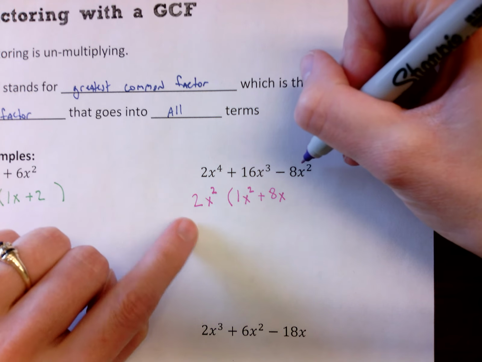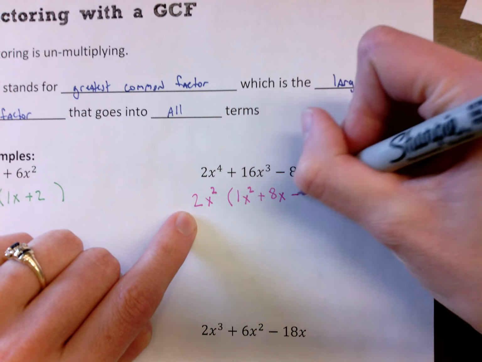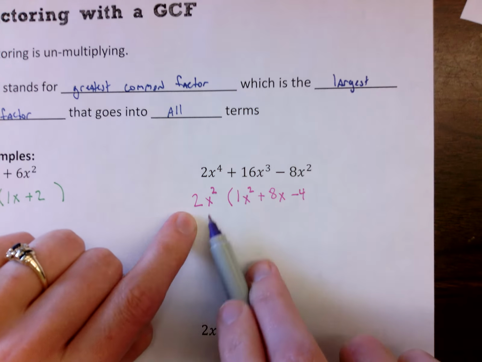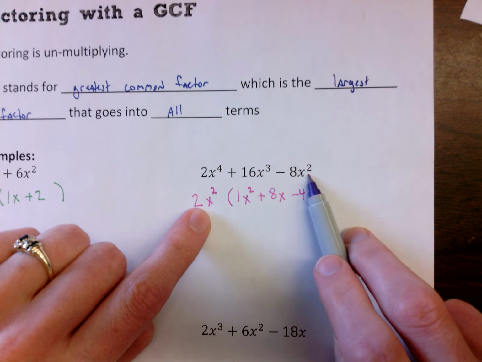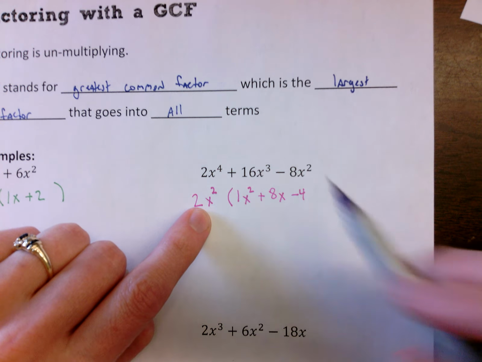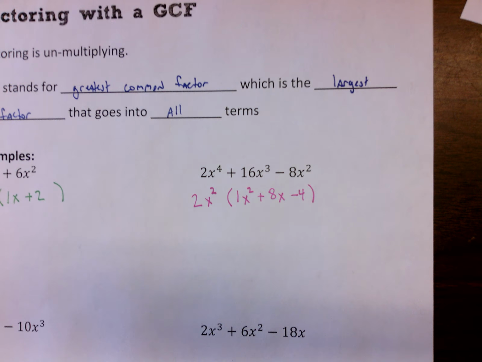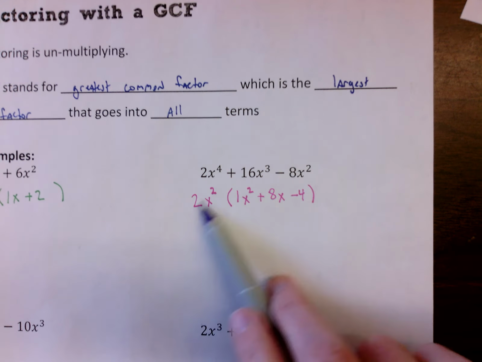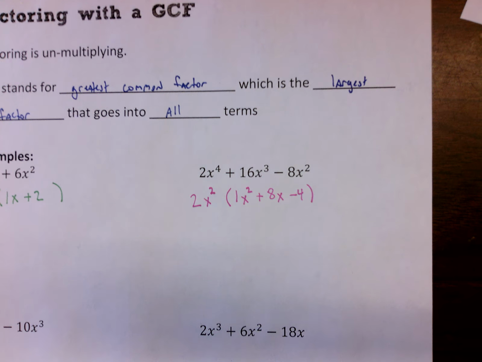Now this guy. What do I have to multiply 2 by? So I'm going to get negative 8, negative 4. And if I have 2 x's here, how many more do I need here so I'll have 2 in the end? Well, none. I've already got the 2 that I need. So that's it. That's my answer. And again, you can double check. If you do a distributive property, make sure you get back to what we started with.